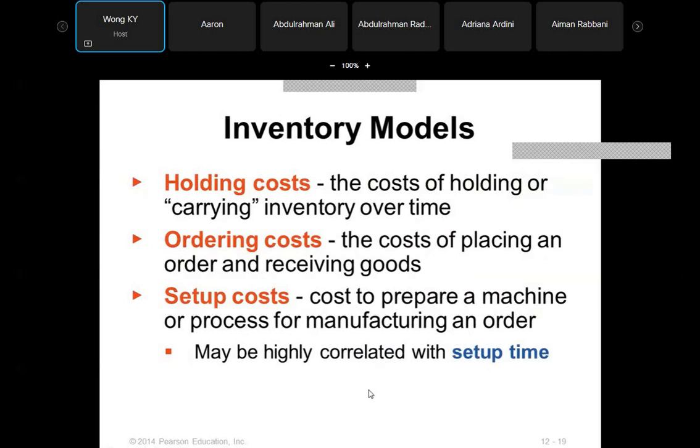Okay, let me see what time now. 11:40. Okay, let's continue with cost. You have to understand this type of cost first before I can go into the mathematical model.